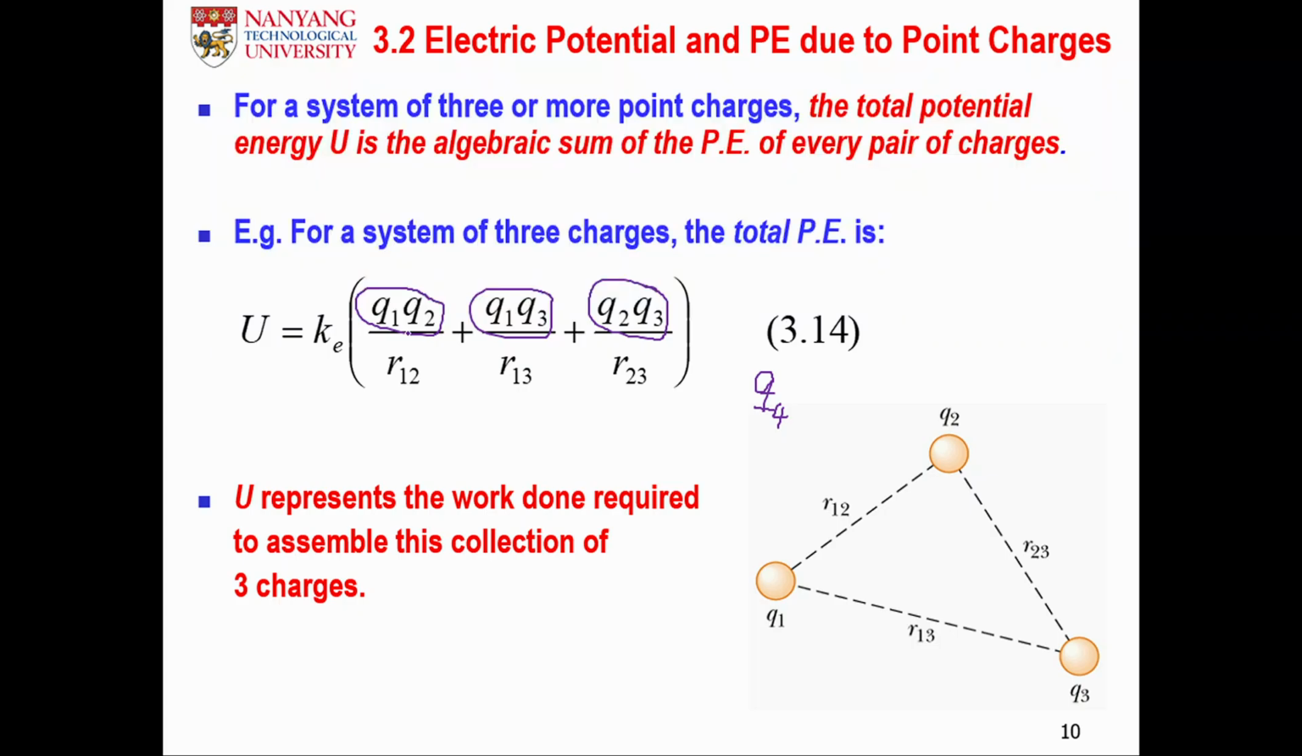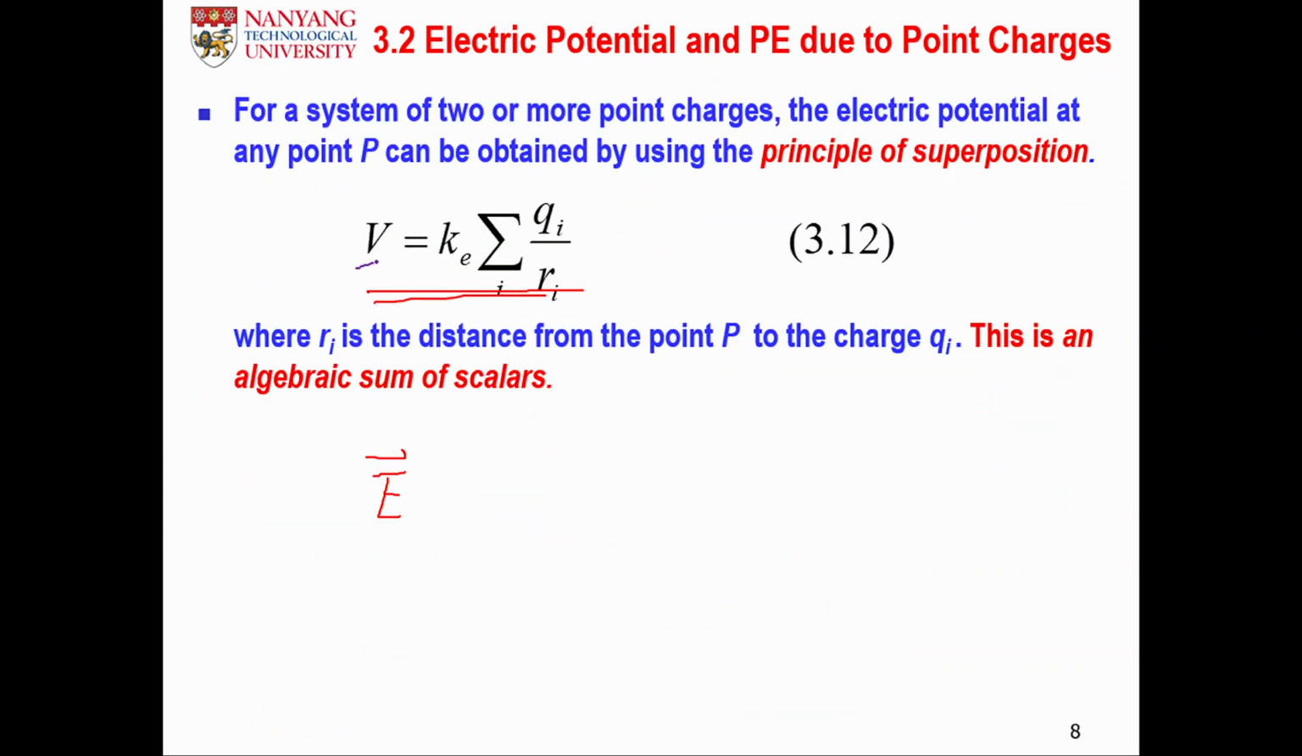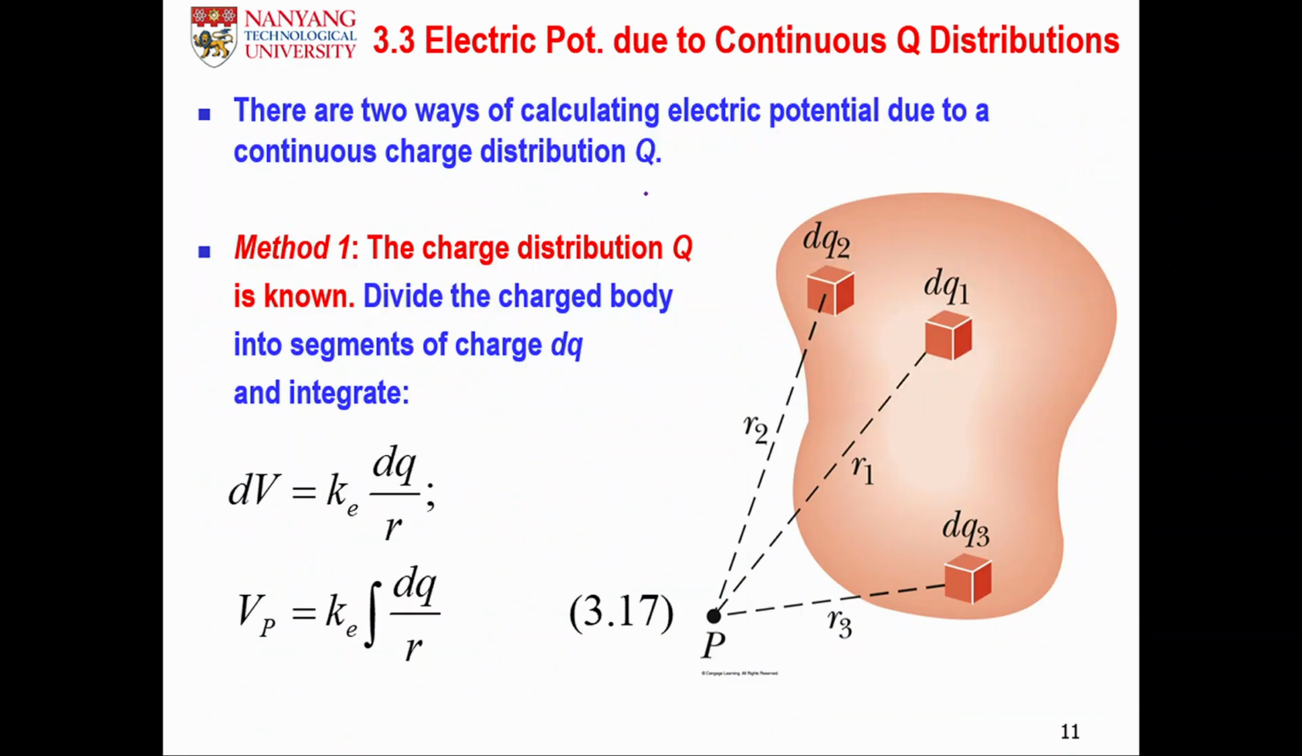If we want to determine this V and U for this kind of continuous charge distribution, again you can see we have done this for E, right? We have done this for E, the electrical field E due to the continuous charge distribution. Now we will do this for V and U.